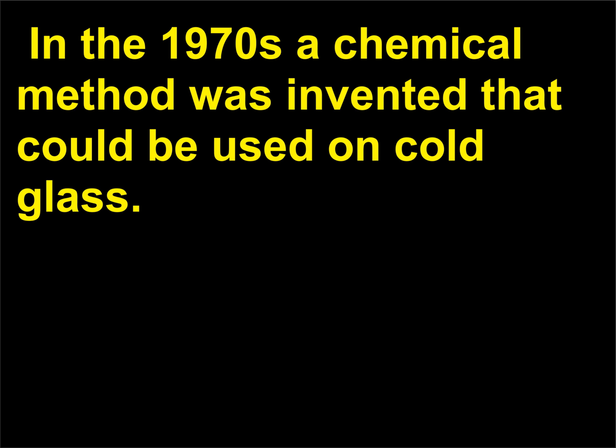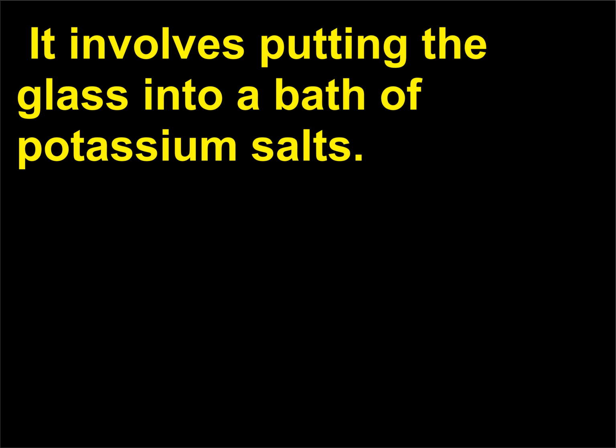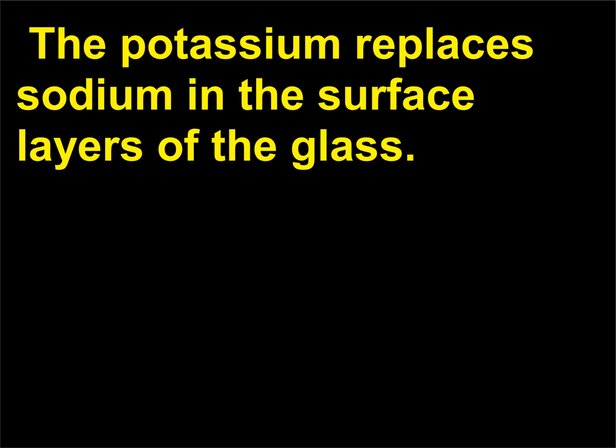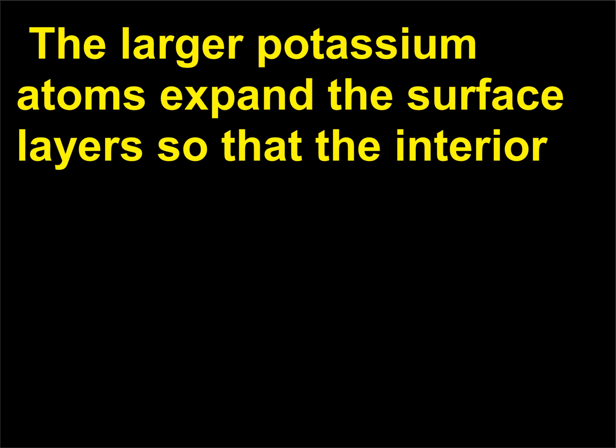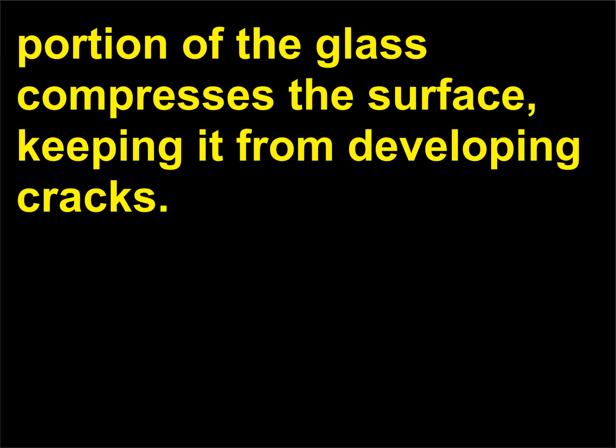In the 1970s, a chemical method was invented that could be used on cold glass. It involves putting the glass into a bath of potassium salts. The potassium replaces sodium in the surface layers of the glass. The larger potassium atoms expand the surface layers so that the interior portion of the glass compresses the surface, keeping it from developing cracks.